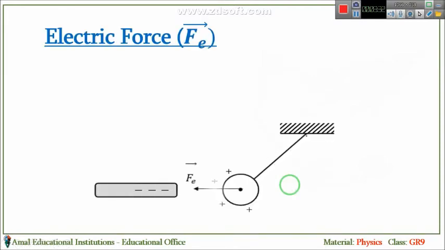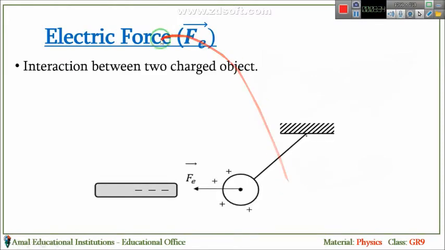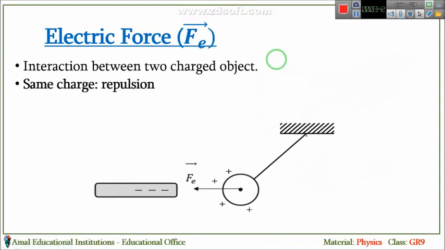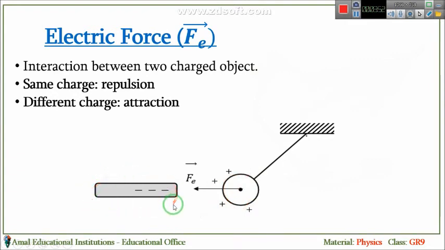The electric force. The electric force is an interaction between two charged objects. We have two types of charges, a positive charge and a negative charge. If the two bodies have the same charge, they will repel, while if they have different charges, they will attract. In our example here, a positively charged ball is attracted to the negatively charged rod by means of a force called the electric force.